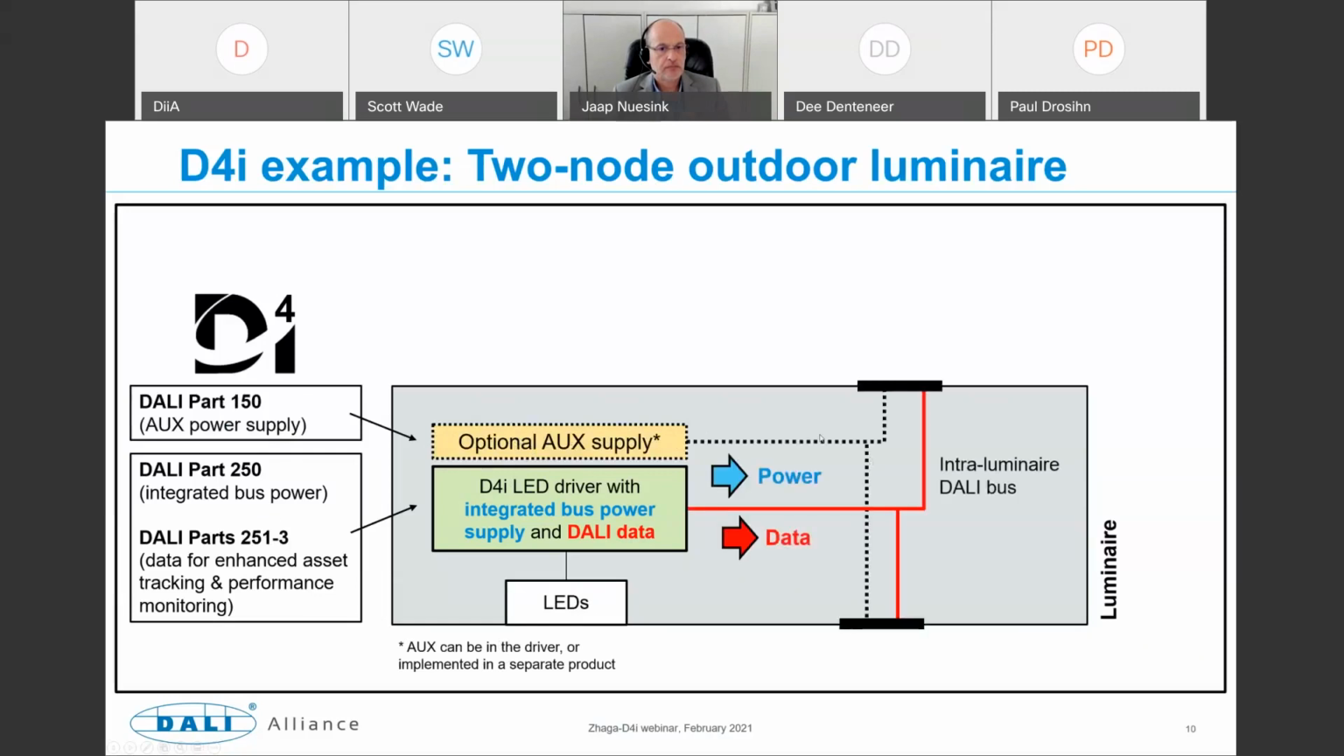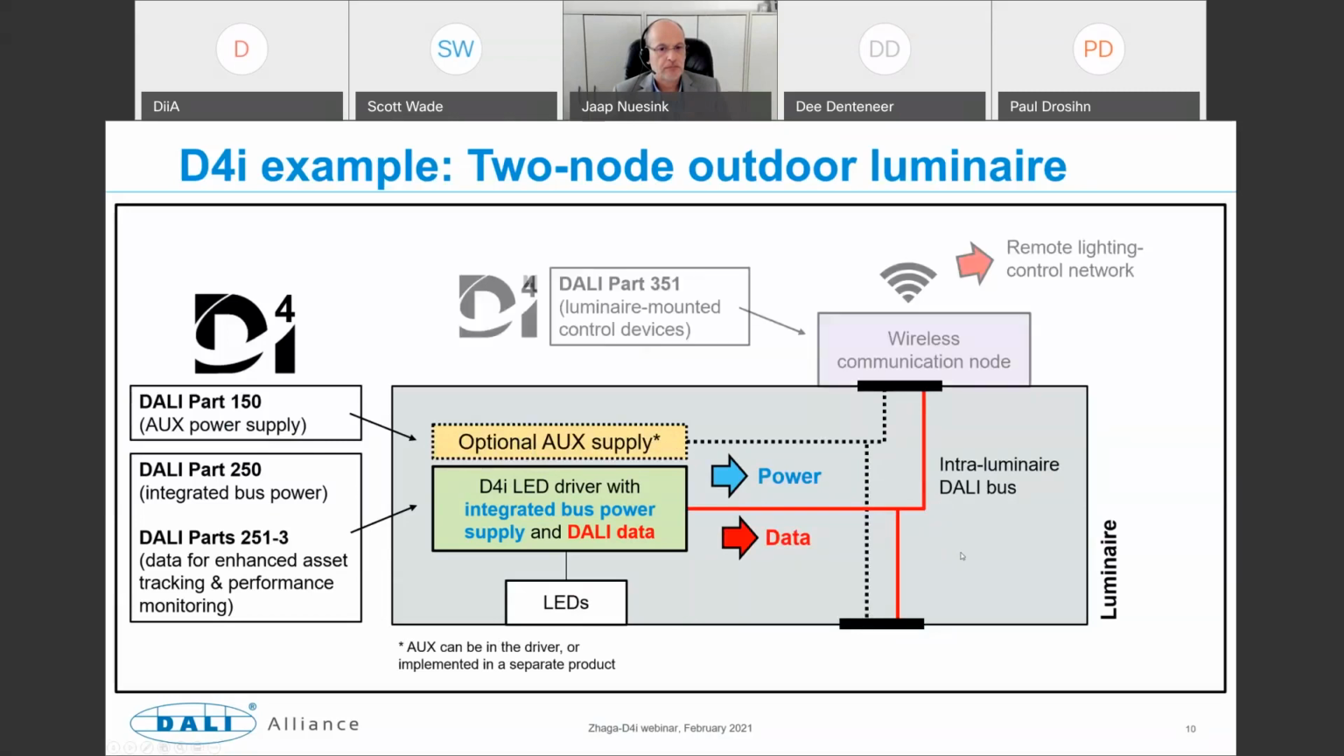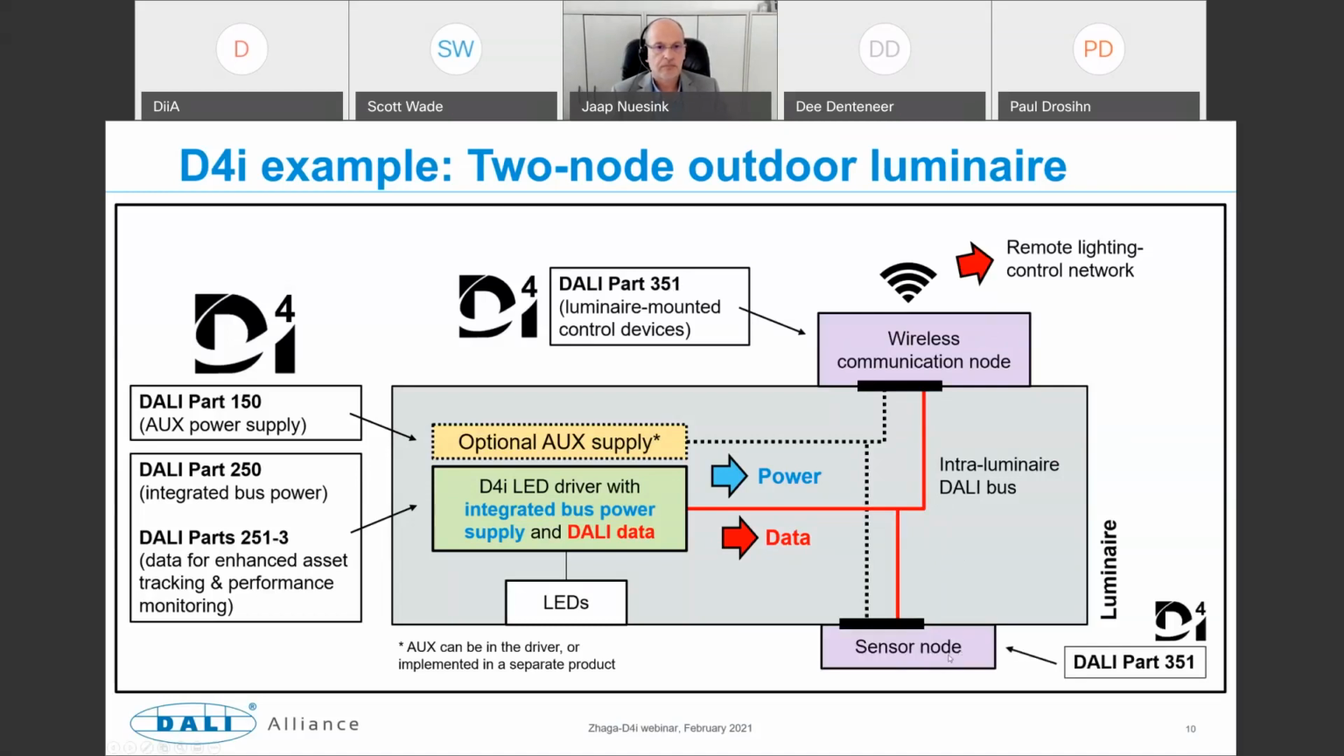Then we've got the power and the data connections inside the Luminaire. So we have a DALI bus inside the Luminaire going to these 2 connectors that you can see in this example. On the top connector, we've put a wireless communications node. So that could connect to a city-wide network. Again, that's D4i, which means it implements this part of the standard, part 351. And on the bottom, it might be a sensor node. Maybe it's a movement sensor, for example. So that's just one example of how a Luminaire might look with two nodes attached.